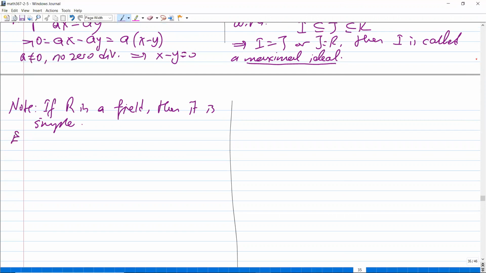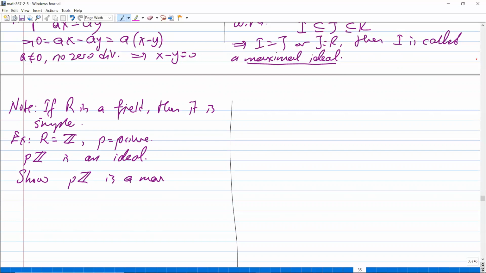So here is an example I urge you to do. If you take R to be the integers and P a prime number, then P times Z is an ideal, and I ask you to show that this P times Z is a maximal ideal.